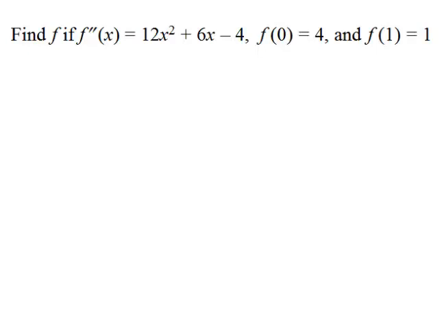Find f if f double prime of x equals 12x squared plus 6x minus 4, and f of 0 equals 4, and f of 1 equals 1. So we have a couple of different values, and we've got a second derivative. So we're going to need to figure out an antiderivative a couple of different times. If we start with the second derivative, if we find an antiderivative, then that will leave us the first derivative. So let's go there first.